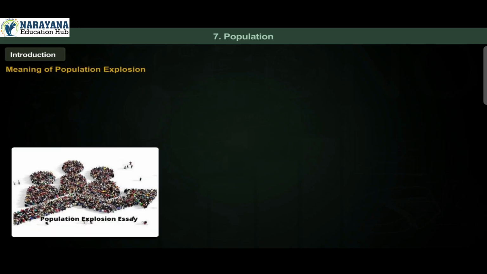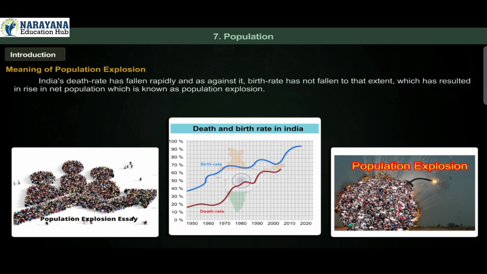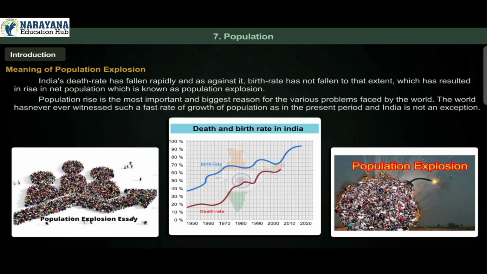Meaning of population explosion. India's death rate has fallen rapidly and as against it, the birth rate has not fallen to that extent, which has resulted in a rise in net population, which is known as population explosion. Population rise is the most important and biggest reason for the various problems faced by the world. The world has never witnessed such a fast rate of growth of population as in the present period, and India is not an exception.